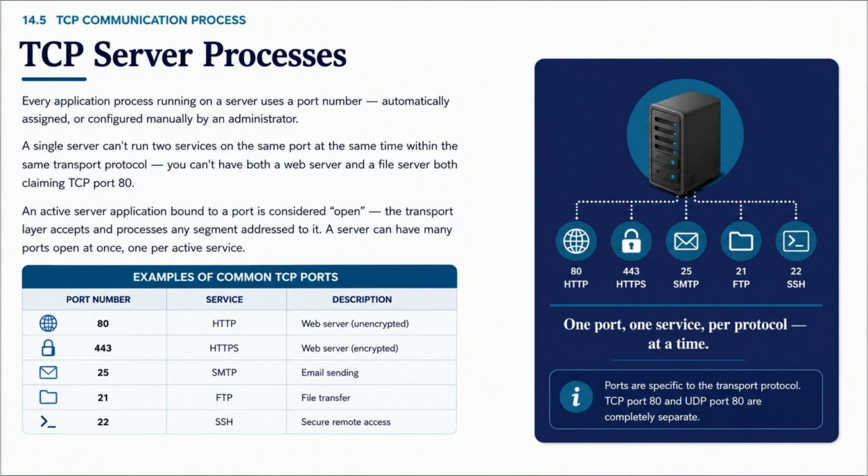Every server application process uses a port number, either auto-assigned or manually configured. Critical rule. A server can't run 2 services on the same port within the same transport protocol at once. No double booking TCP port 80. An actively bound port is considered open, and a server can have many ports open simultaneously, 1 per active service.